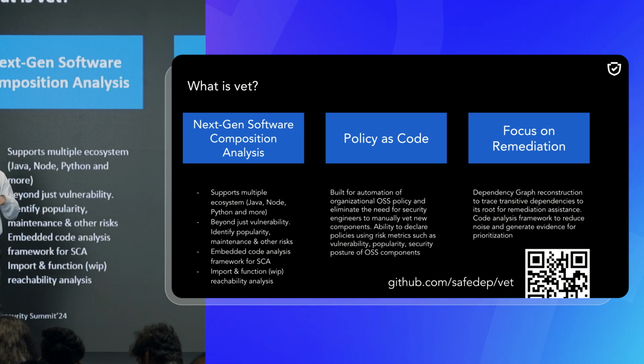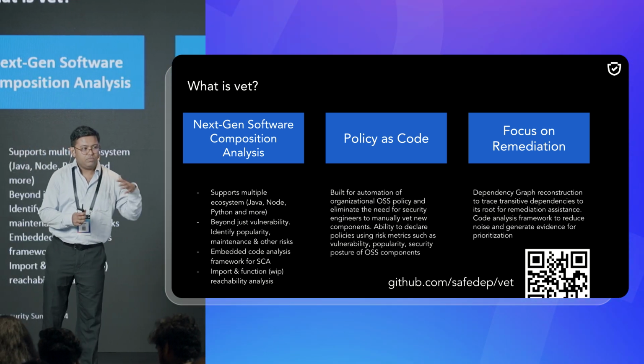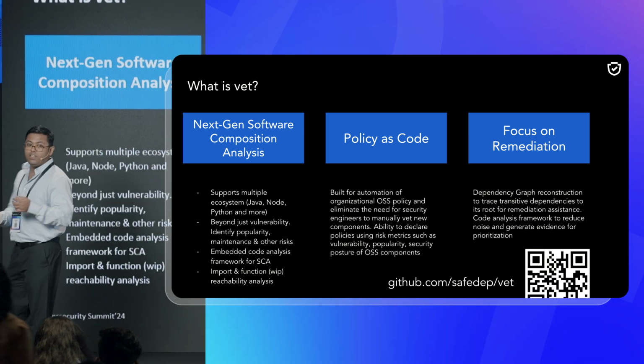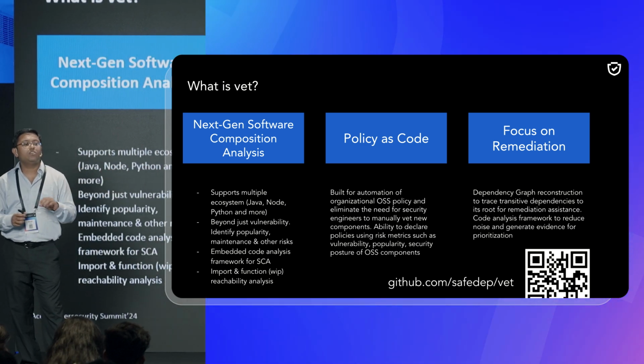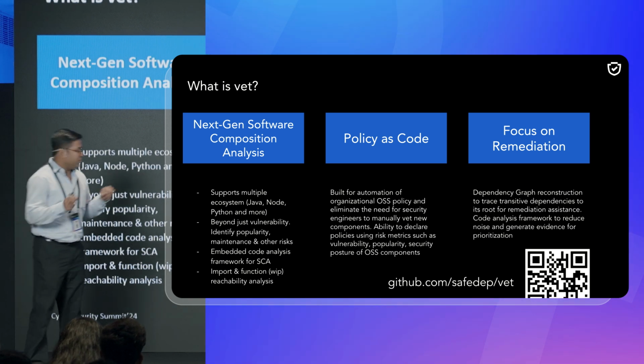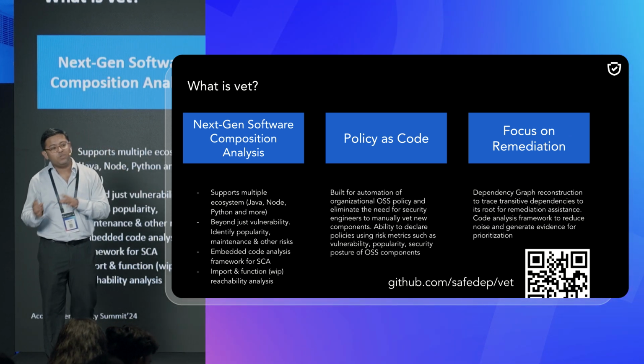I think among the open source SCA tools, VET is probably the only one, or maybe a few more are there, which has this ability to parse through code and perform what is called reachability analysis, which was one of the hot topics last year, not so much this year because people figured out it's a very hard problem.